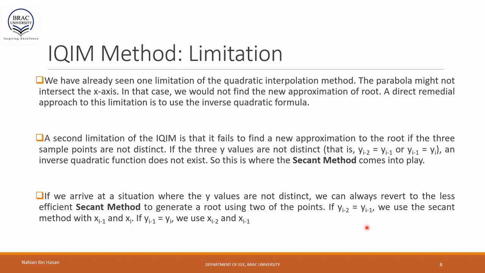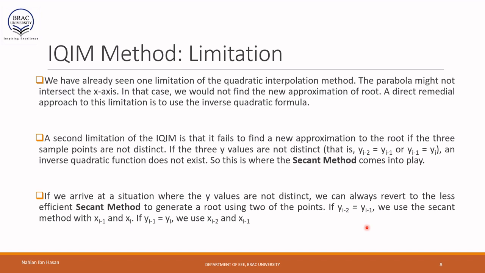So in this case, what we are going to do in our program is set some criteria, that at each iteration we check that all of the 3 starting points are different. If those are different, then we use the IQIM method, and if they are not, then we use the secant method. So this facility is going to be incorporated in the program, in the MATLAB program or Python program or whatever. So that is the caution that we are going to follow.